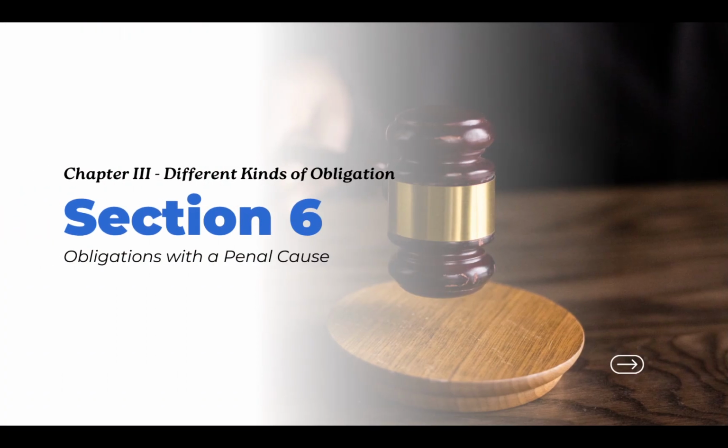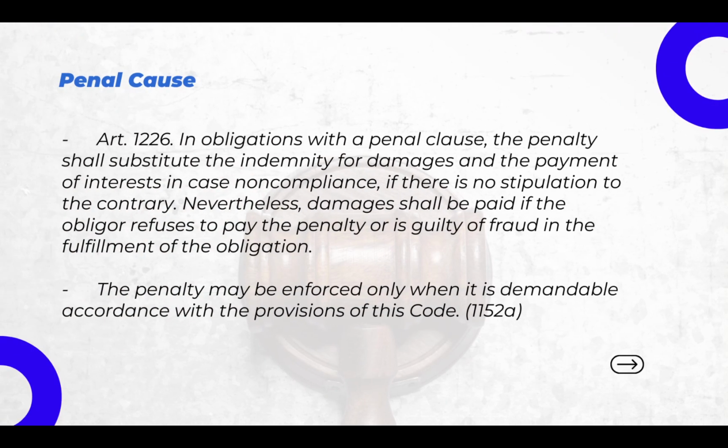Okay. Section 6, obligations with a penal clause. In obligations with a penal clause, the penalty shall substitute the indemnity for damages and the payment of interest in case of non-compliance. If there is no stipulation to the contrary, nevertheless, damages shall be paid if the obligor refuses to pay the penalty or is guilty of fraud in the fulfillment of the obligation. The penalty may be enforced only when it is demandable in accordance with the provisions of the code.